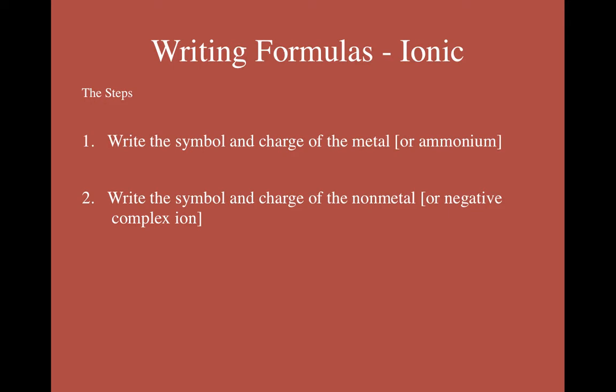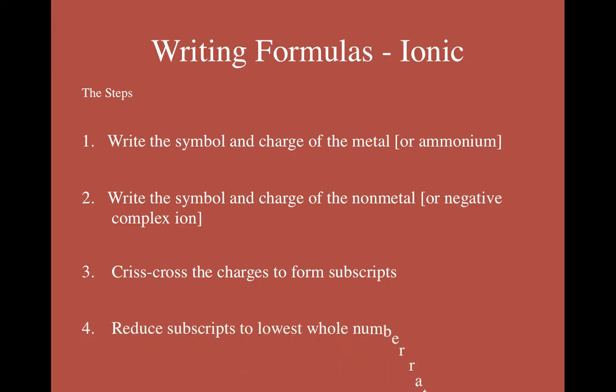Step 3, you are going to crisscross those charges. That's where you're going to use some arrows. Charges are written up top, and when we crisscross, they become subscripts. Once we've written subscripts, we don't care about charges anymore. We do not write charges at all. And step 4, if possible, we reduce the subscripts to the lowest whole number ratio. So we're going to do a bunch of examples here. Have those two sheets handy.